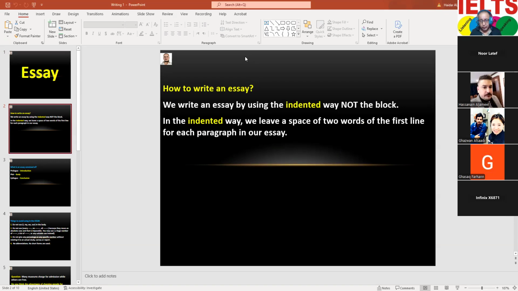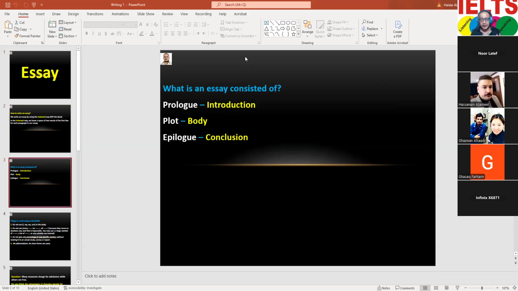In the indented way, we leave a space of 2 words at the first line of each paragraph in our essay. It is really important.